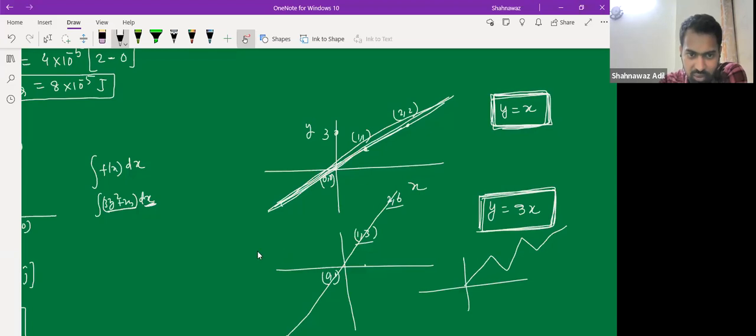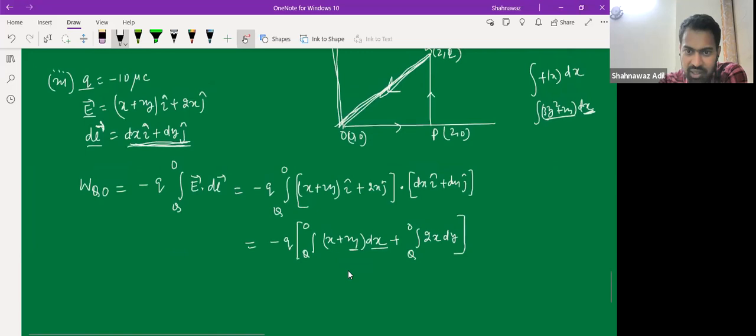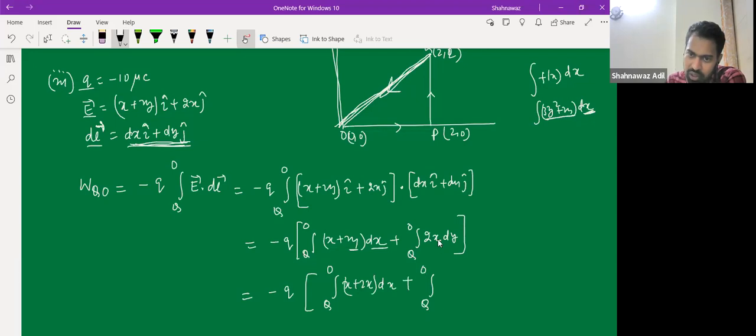Now we can come to this point that my y is what? My y is x. So I can write minus q and integral of q to o, and this is x, so x plus 2x integral dx. And this is in terms of y, so I can write q, o, and x is y, so 2y dy.